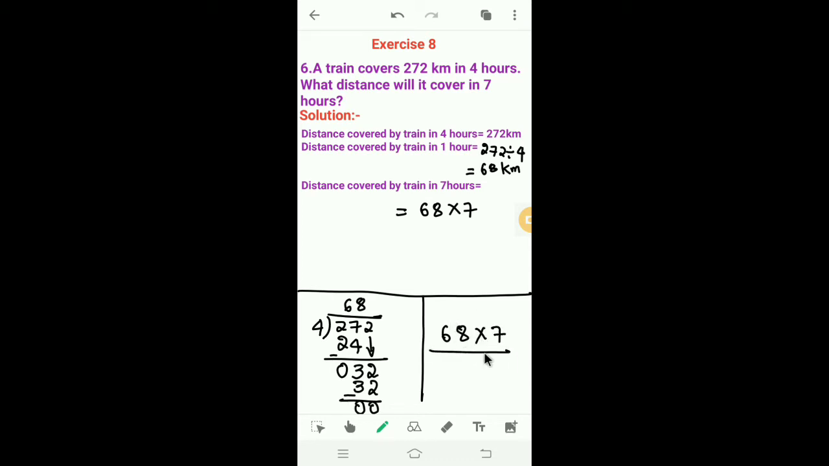7 eights are 56. So I will write 6 here and 5 carry. 7 sixes are 42. 42 plus 5 is 47. Therefore, distance covered by train in 7 hours is equal to 476 km.